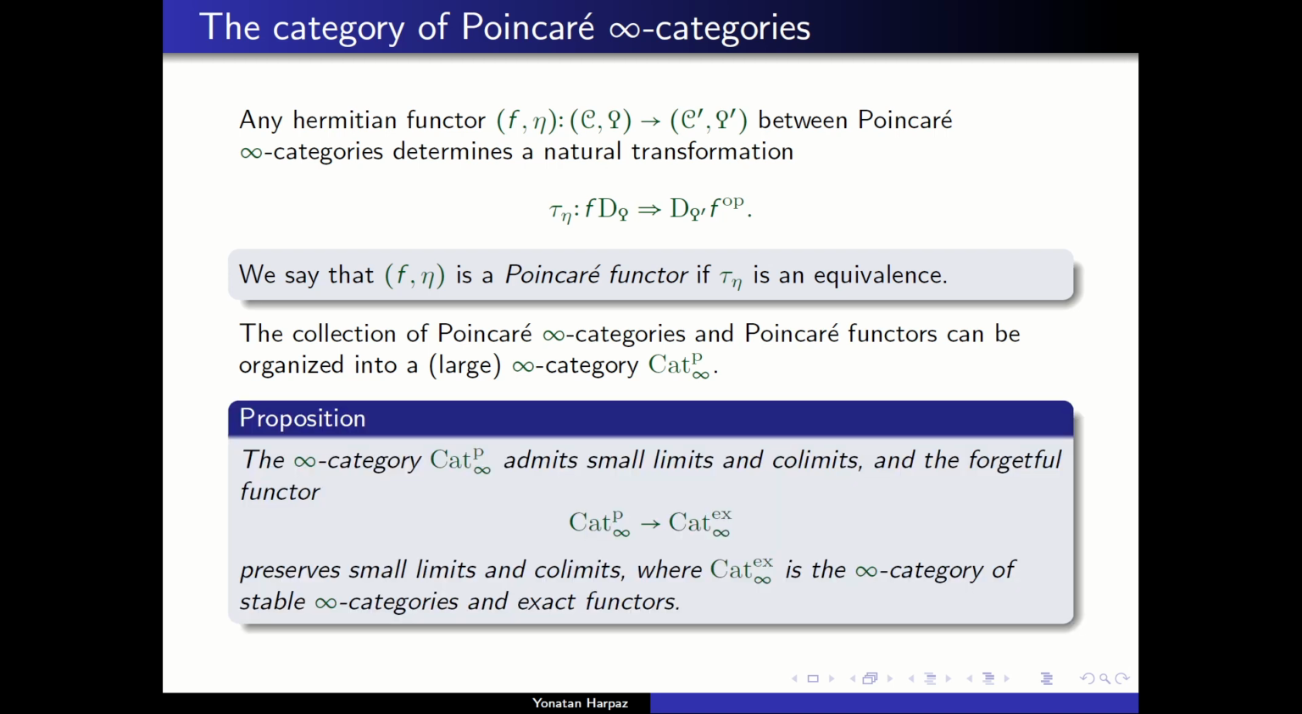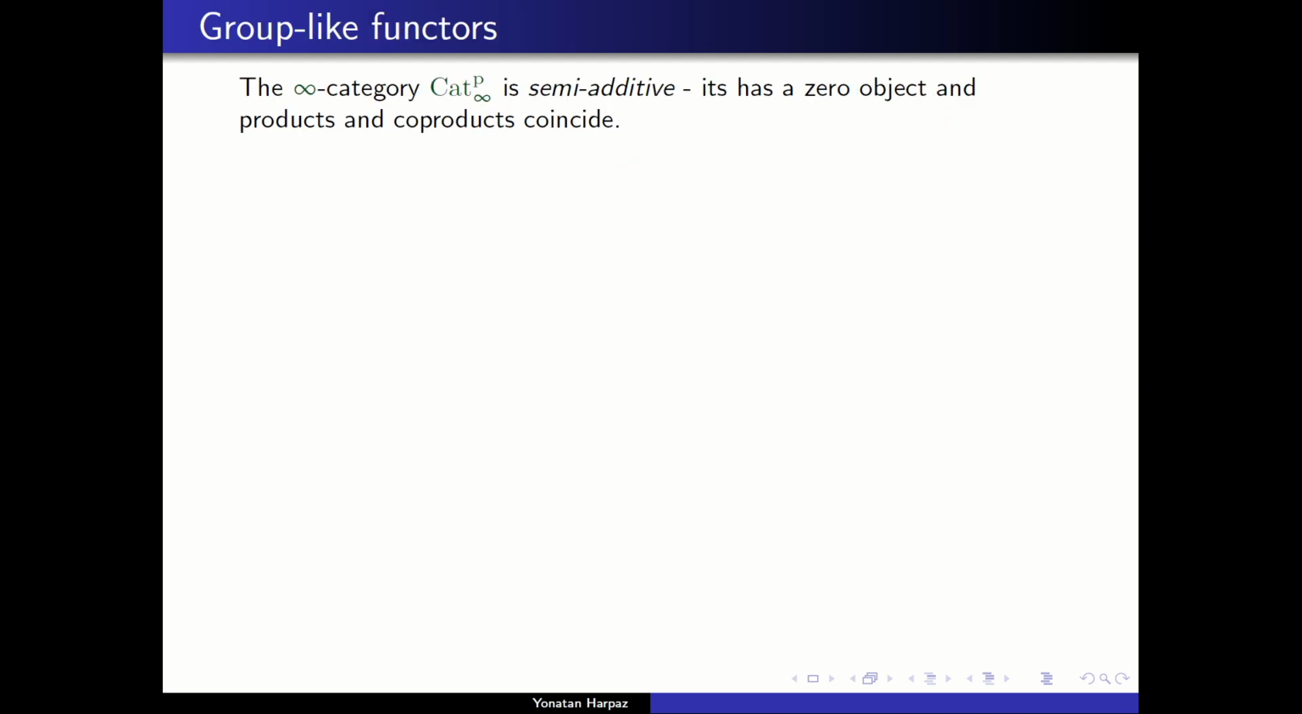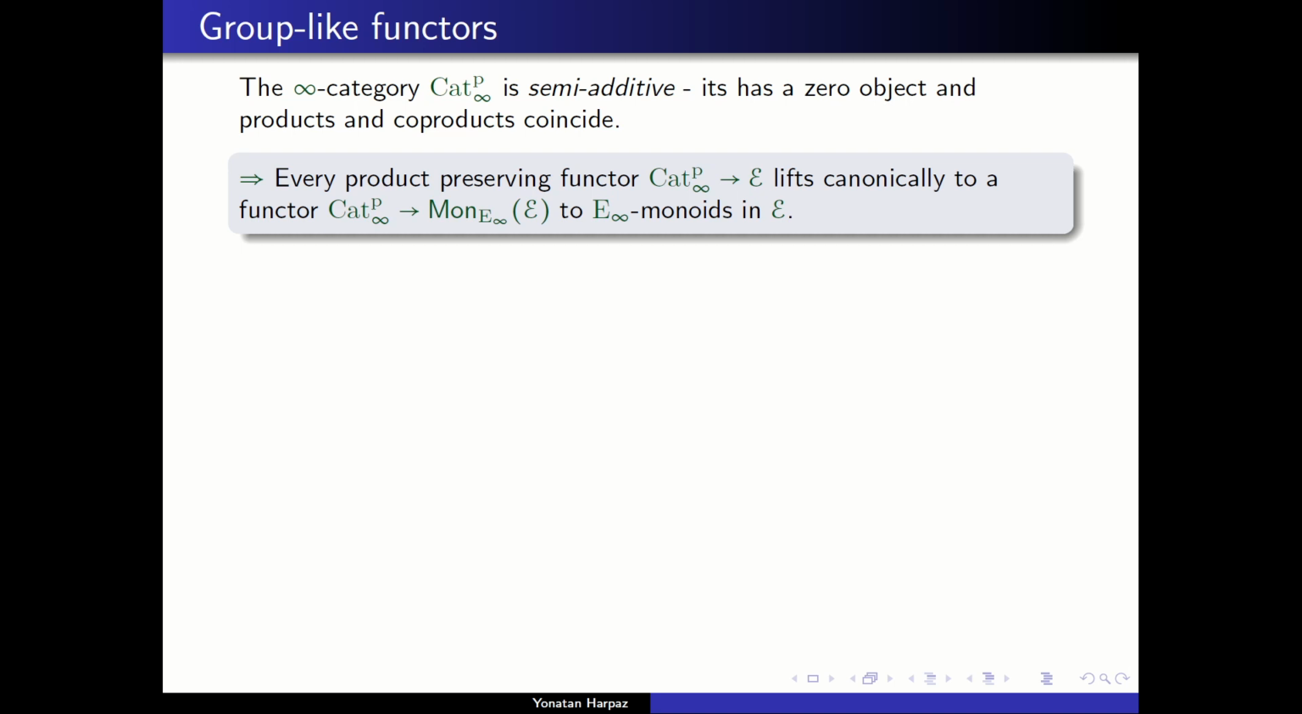This infinity category has many favorable properties. For example, it can be shown that Cat^p admits all small limits and colimits, and that the forgetful functor from Poincaré infinity categories to stable infinity categories and exact functors between them preserves all small limits and colimits. Another favorable property of Cat^p is that it is semi-additive. It has a zero object, which consists simply of the zero stable infinity category and the zero quadratic functor on it, and products and coproducts in Cat^p coincide. This means that every product-preserving functor from Cat^p to some other infinity category with products canonically lifts to a functor taking values in infinity monoids in E.